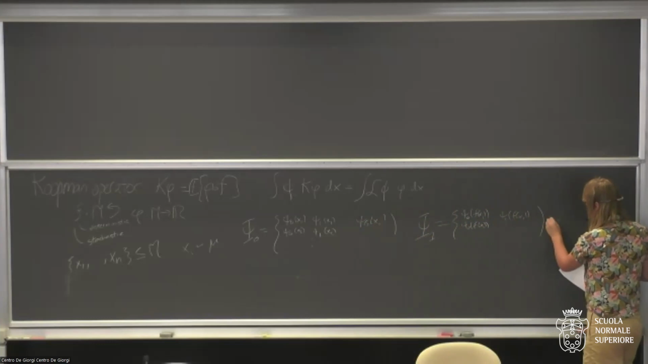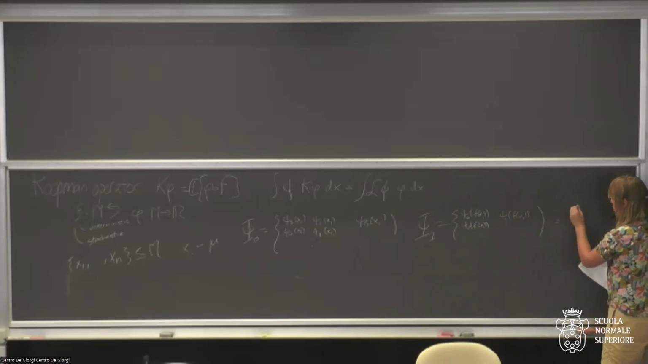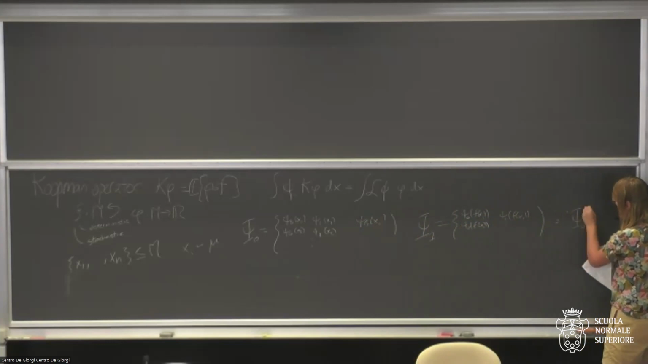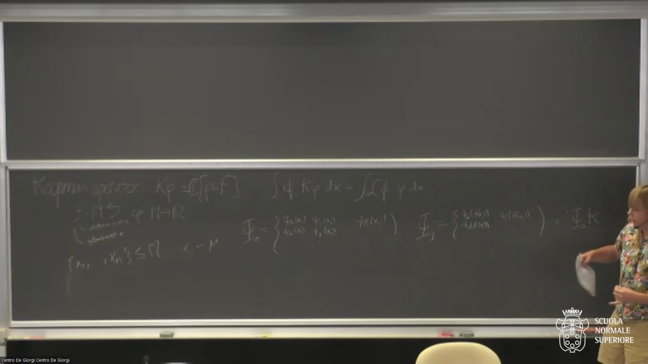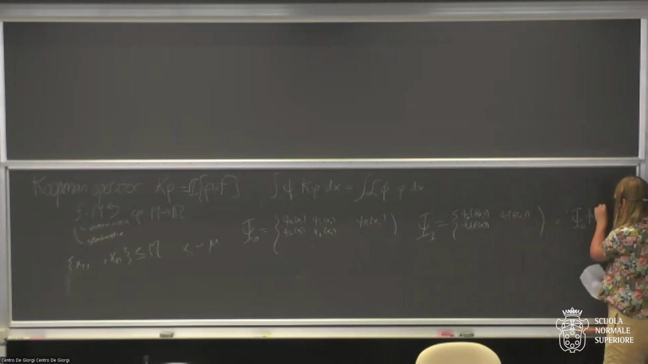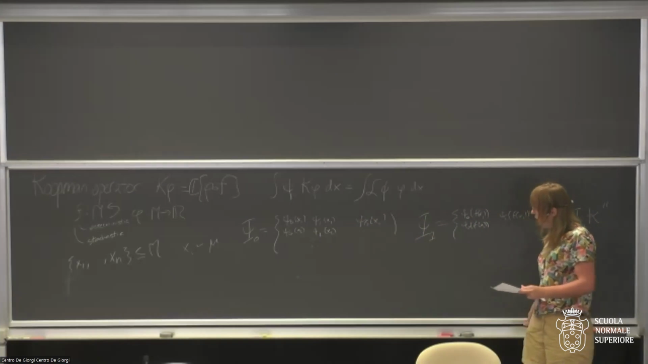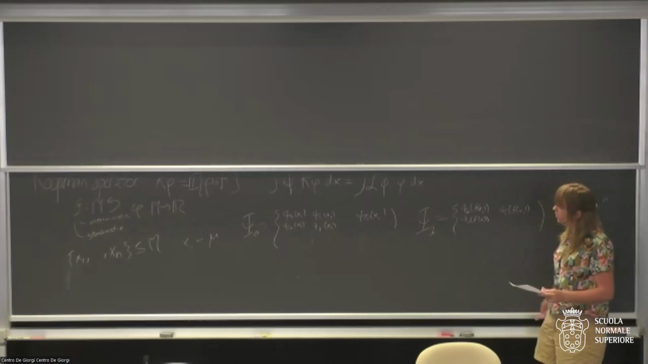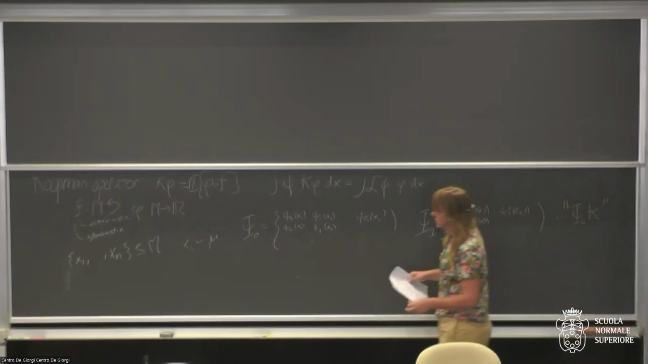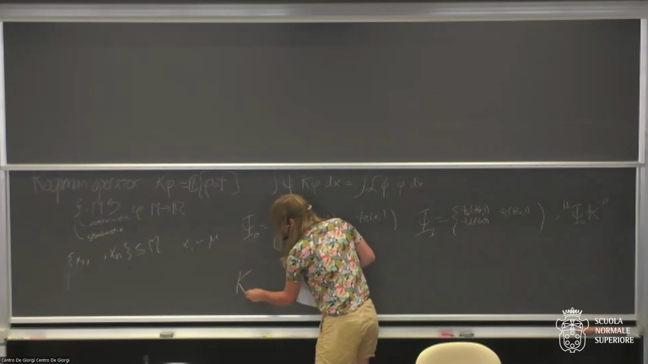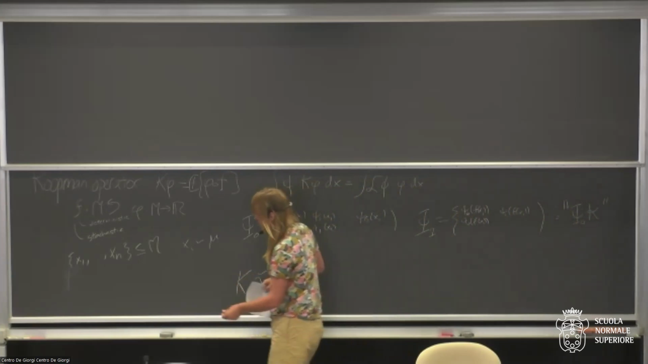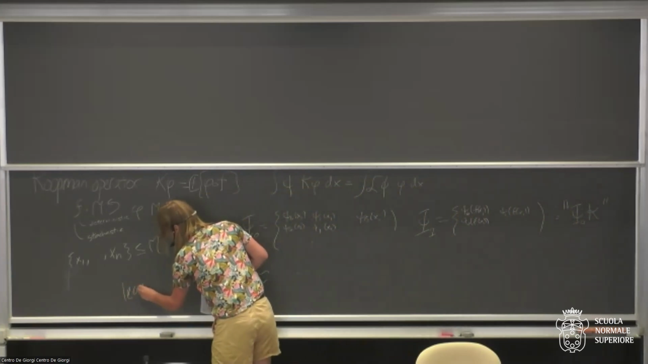So morally, this looks like psi naught with the Koopman operator applied, in a very moral sense. This suggests that we can approximate our Koopman operator by least squares, or at least, let's hope that we can approximate it by least squares.